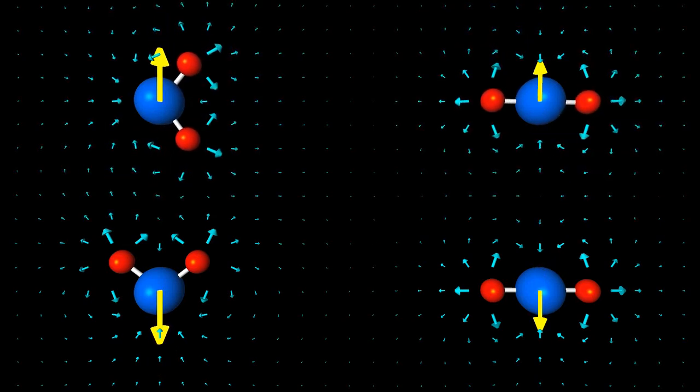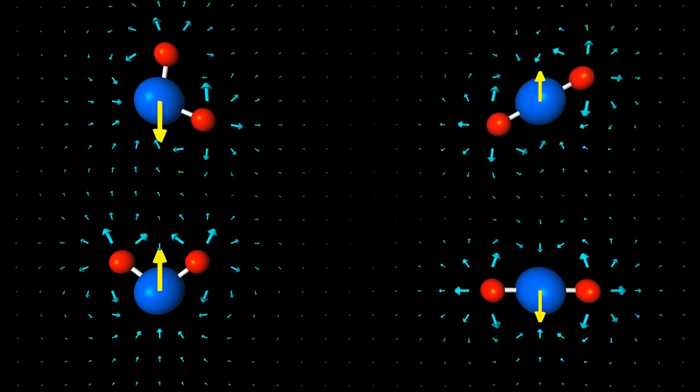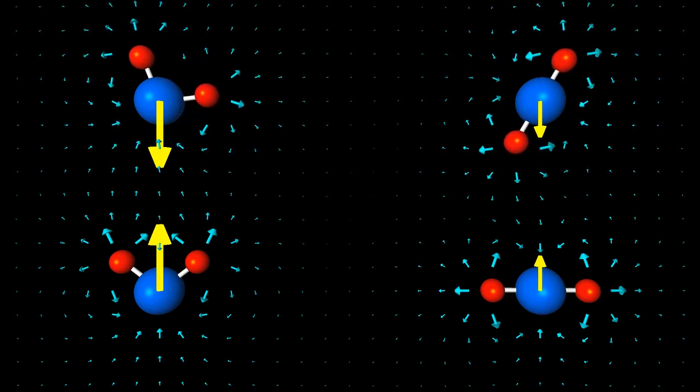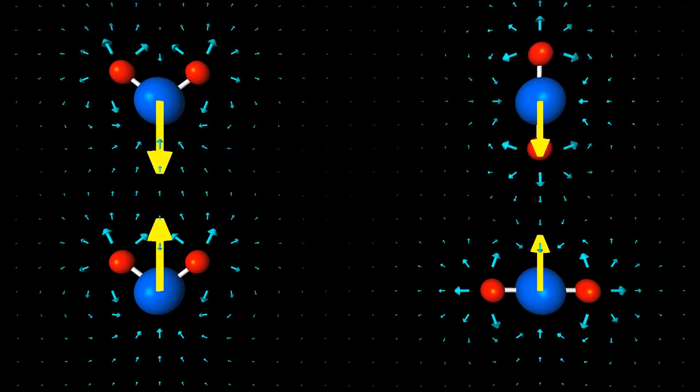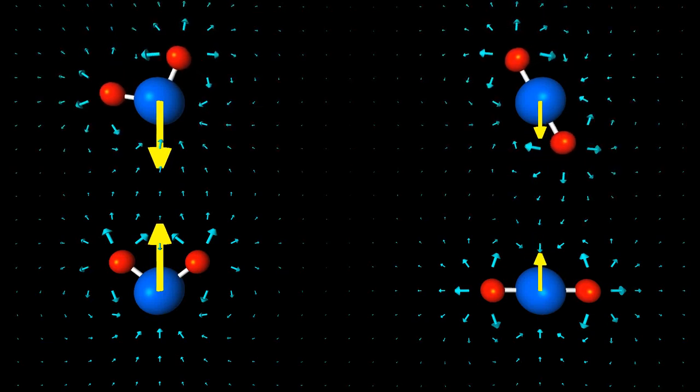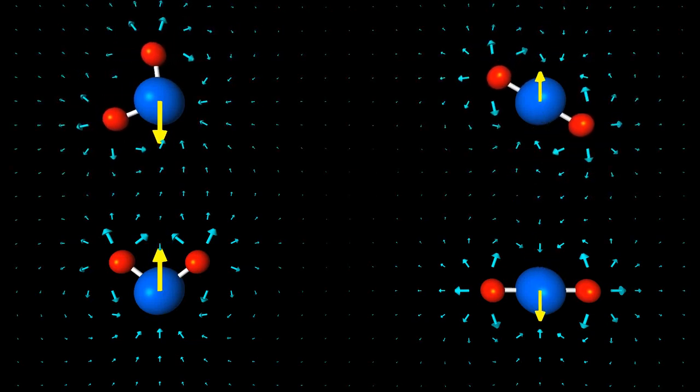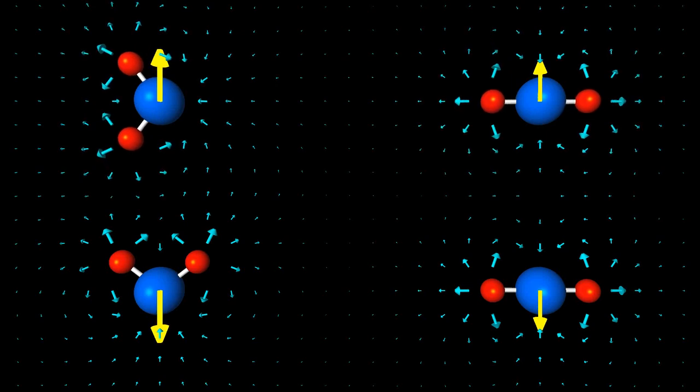The melting point of water molecules with a net dipole moment of 6.18 times 10 to the minus 30 Coulomb meter is 0 degrees, while that of linear built carbon dioxide is minus 56 degrees Celsius.